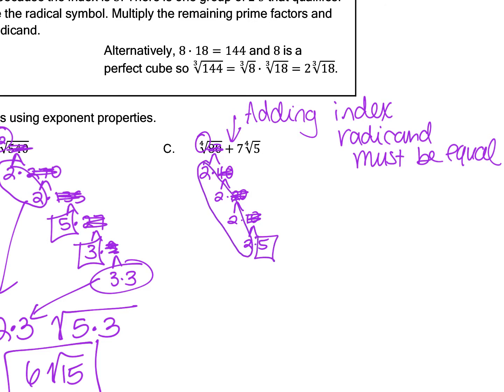And then I'm boxing in the 5. So I'm going to bring out the 2 once because I only have one group. Don't forget your little index 4. And then I have a 5. Notice on the second one, I'm not able to do anything with 5 because that is a prime number. So I'm going to just bring down the plus sign, the 7, 4th root of 5.